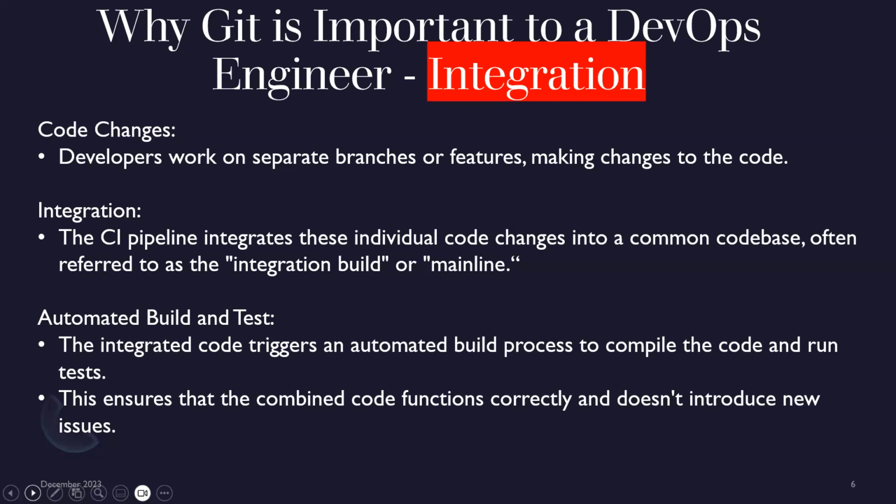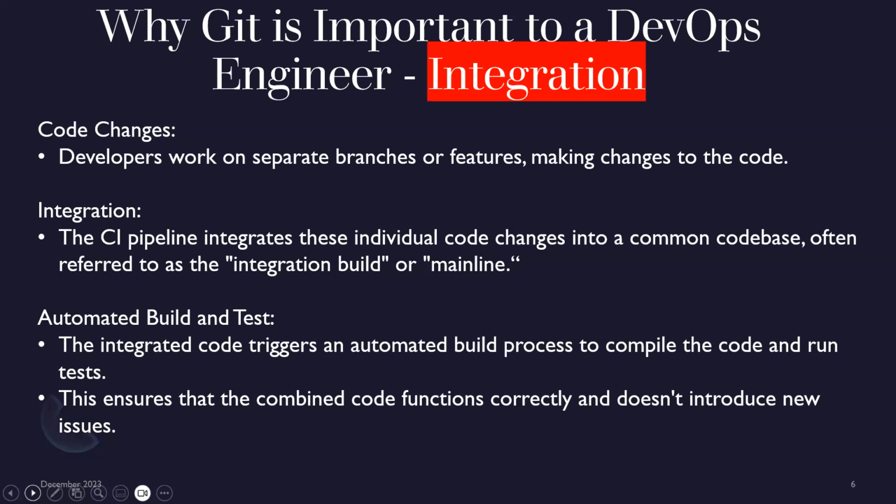The CI pipeline, which is nothing but continuous integration pipeline, can be a combination of Git, GitHub, Jenkins. Of course, we have Maven and Selenium, which we are going to tackle more when we go into the topic of CI/CD pipeline. But for this case, I just want you to understand that the CI pipeline integrates these individual code changes into a common code base. And this is often referred to as integration build or the mainline.